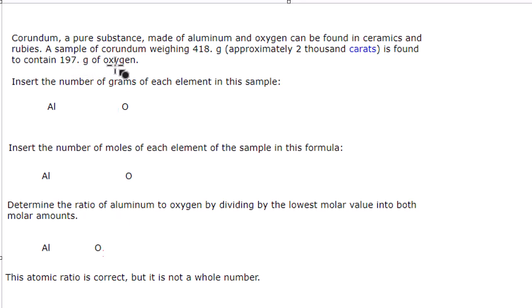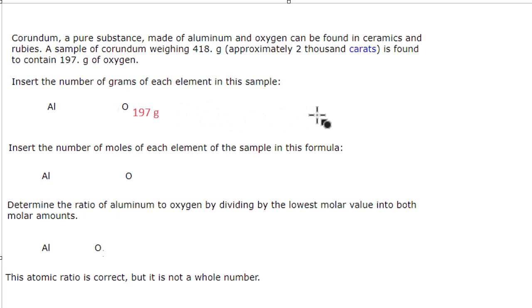Okay, if we want to find an empirical formula, we want to find out how the atoms combine in corundum, we should start putting the numbers into our formula. Here we've got our aluminum, and here we've got our oxygen. Well, oxygen, we know already. They're telling us we've got 197 grams of oxygen. Typically in an AP problem, they'll give you part of the answer directly, 197. This is a direct answer.